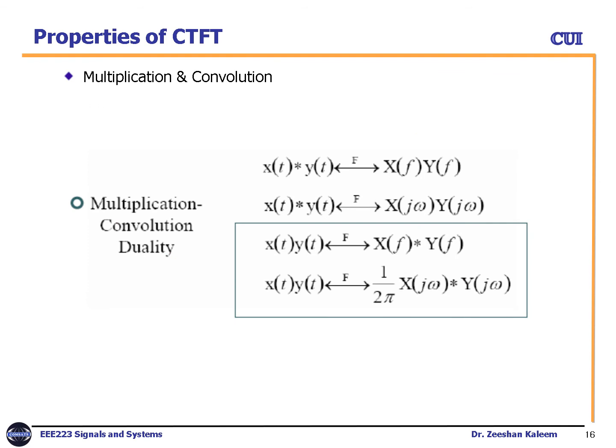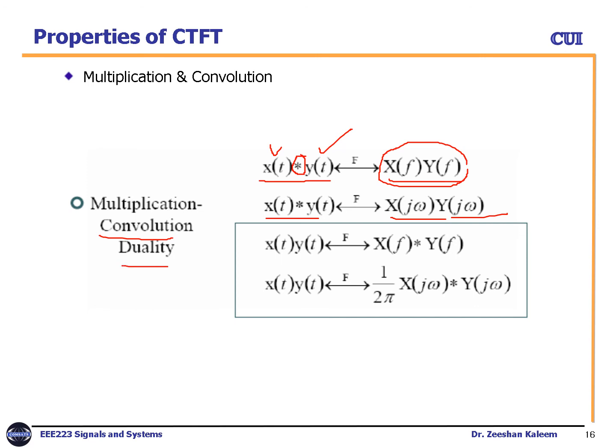The other is multiplication and convolution. For example, you might have two signals, x of t and y of t, which are convolved in the time domain. This sign shows the convolution. What happens in the frequency domain? When you take the Fourier transform, you can simply multiply, instead of convolving, X of f by Y of f. Similarly, in the omega domain, x of t convolved with y of t equals X of j omega times Y of j omega. This is the multiplication convolution duality.